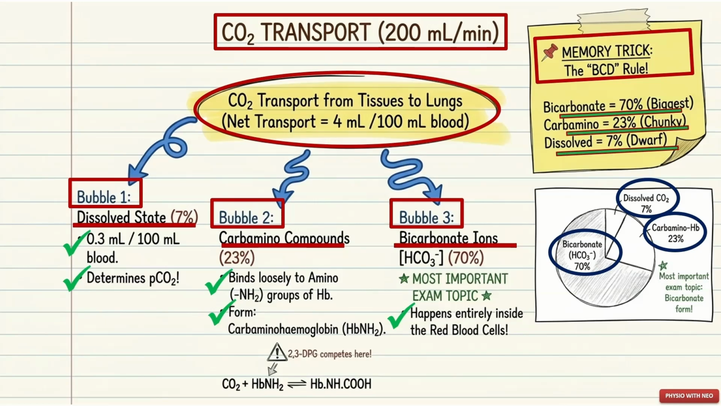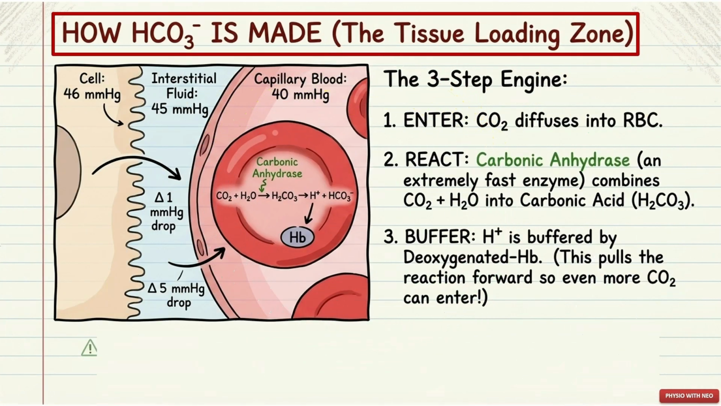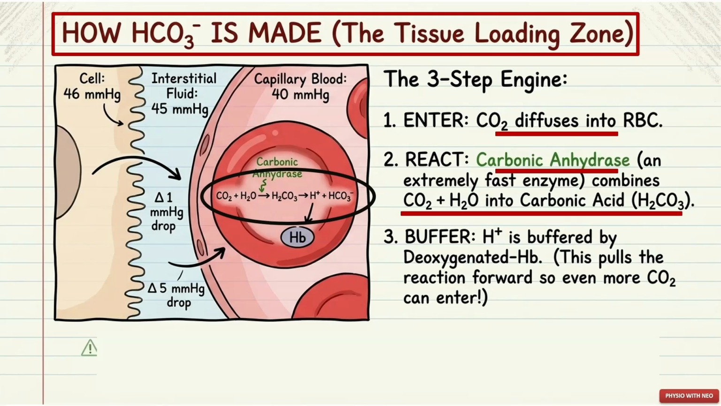Now we will understand why bicarbonate transport is the major pathway. This is the most important mechanism in the entire topic. Inside the red blood cells, carbon dioxide enters rapidly. The enzyme carbonic anhydrase converts carbon dioxide and water into carbonic acid. And this carbonic acid immediately dissociates into hydrogen ions and bicarbonate ions. Hydrogen ions are buffered by deoxygenated hemoglobin. Meanwhile, the bicarbonate ions leave the RBC and enter the plasma. This entire process explains why 70% of carbon dioxide travels as bicarbonate.